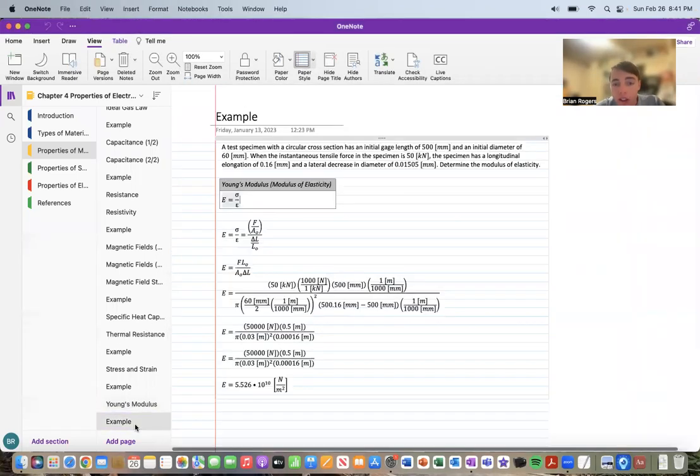So we're going to look at an example. A test specimen with a circular cross section has an initial gauge length of 500 millimeters and an initial diameter of 60 millimeters. When the instantaneous tensile force in the specimen is 50 kilonewtons, the specimen has a longitudinal elongation of 0.16 millimeters and a lateral decrease in diameter of 0.01505 millimeters. Determine the modulus of elasticity.